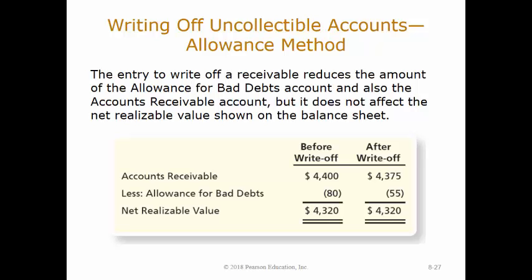This is because both the allowance for bad debts contra asset and the accounts receivable asset were reduced by the amount of the write-off. In addition, the write-off of a receivable does not affect net income because the entry does not involve revenue or expenses.